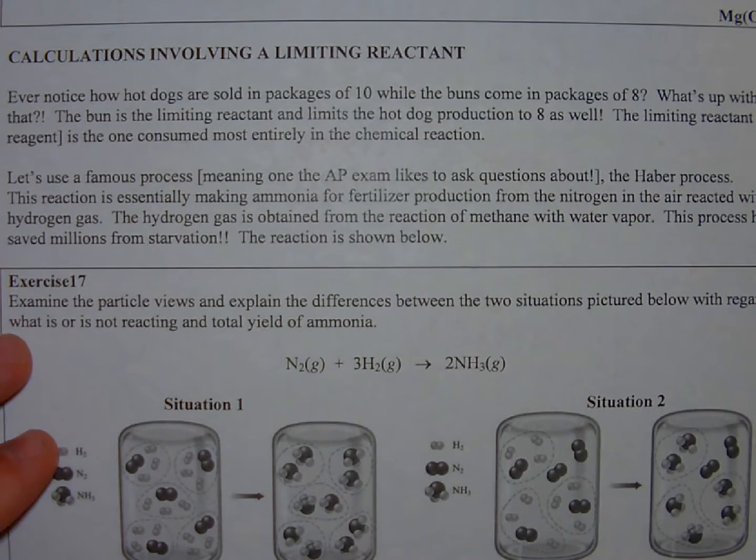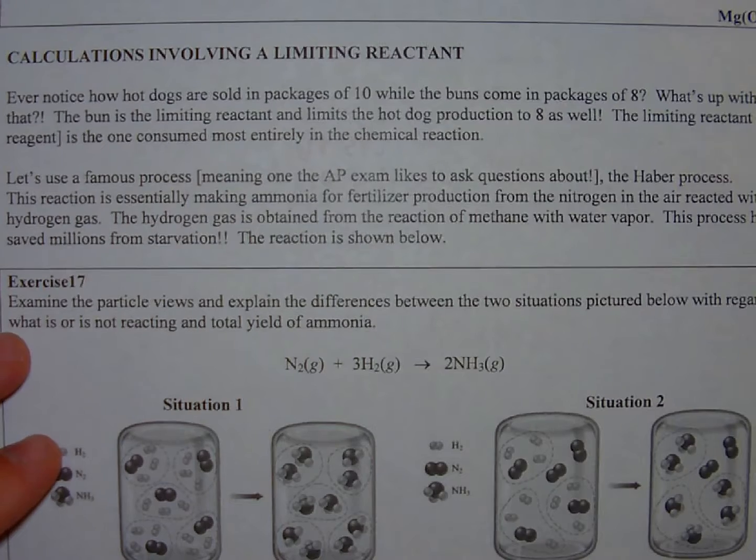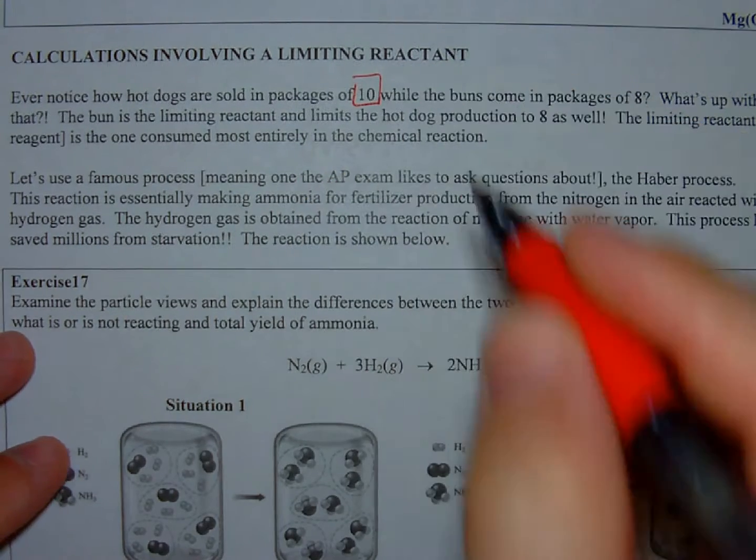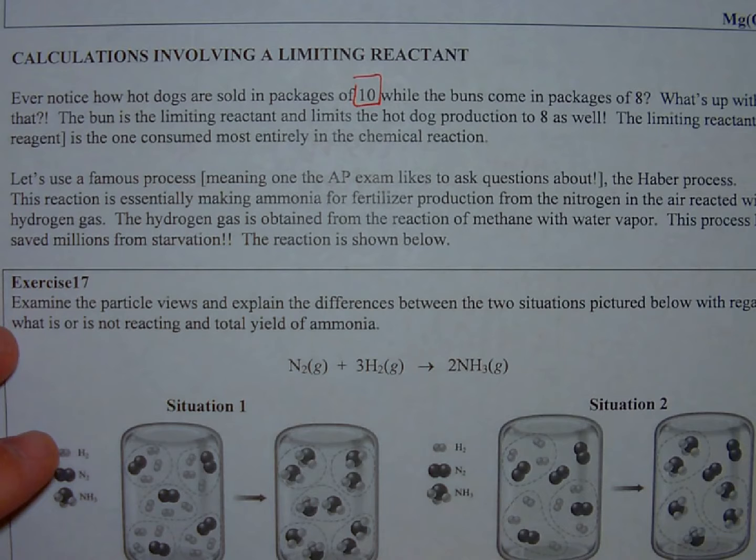Even though you had 10 links, right? The pack of hot dogs had 10. Unless you're weird, you have to put your link, your hot dog, in a hot dog bun. And so since you only have 8 buns, you're only going to have 8 hot dogs to eat.